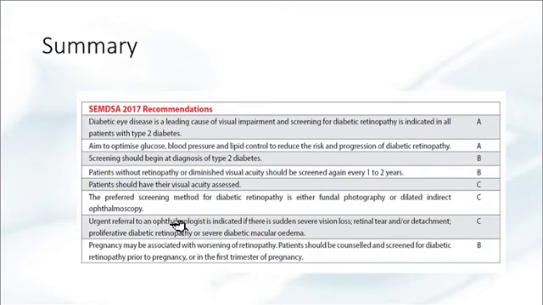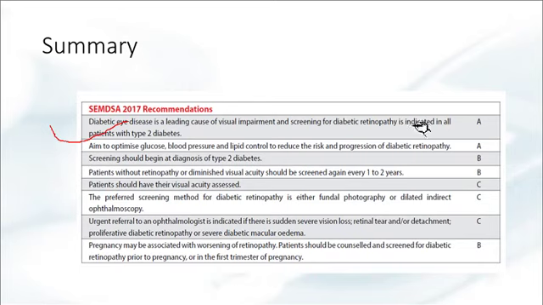So what are the basic recommendations? Diabetic eye disease is the leading cause of visual impairment, and screening individuals for diabetic retinopathy is indicated for all patients with type 2 diabetes. And remember, for type 2 diabetes, we screen at the time of diagnosis. For type 1 diabetes, we screen 5 years after diagnosis, and then depending on the results of our screening, we decide how often we need to screen the patients. We need to optimize glycemic control, blood pressure control, and lipid control to reduce the risk of progression of diabetic retinopathy.